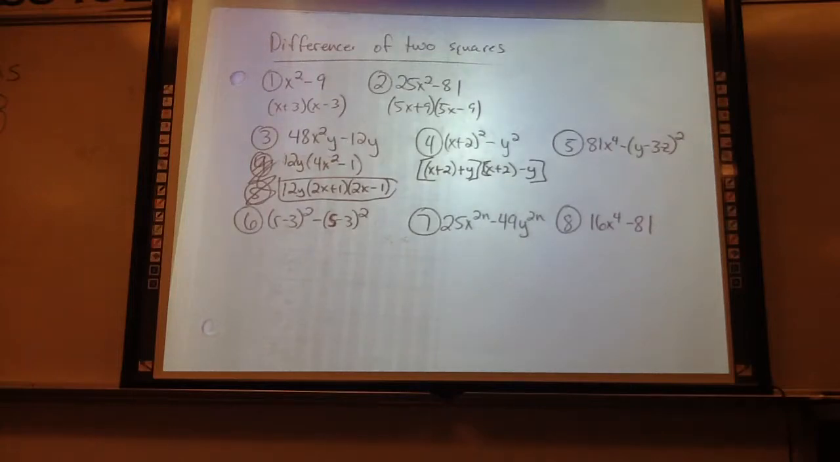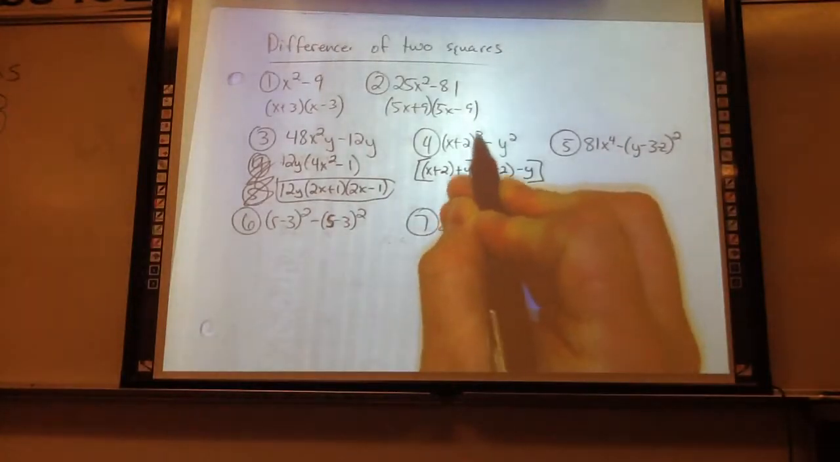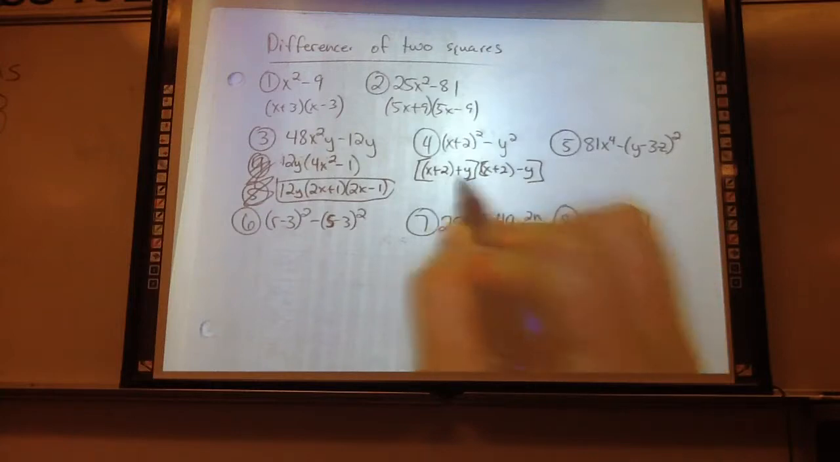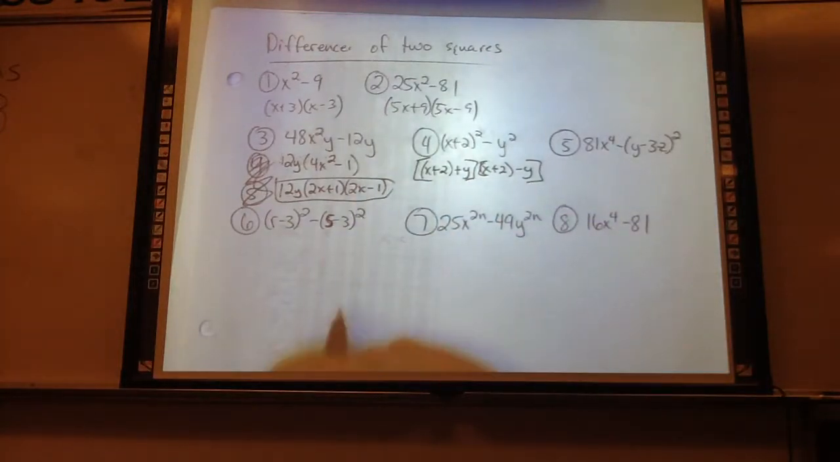Shouldn't one be x minus 2? No, because you're not doing x squared minus 4. You're taking the square root of that, which is just x plus 2, and the square root of that, which is just y. Put a plus, a minus, and you're done.